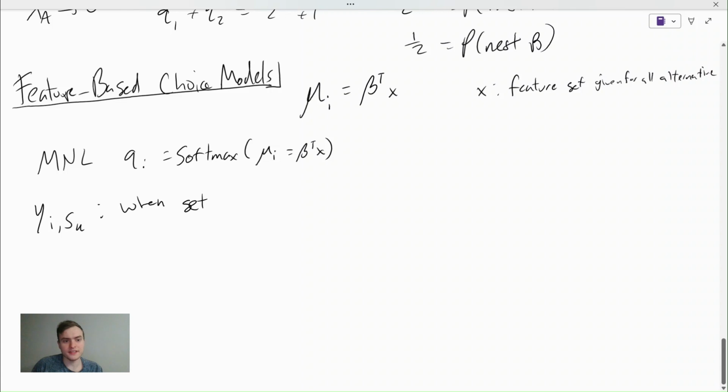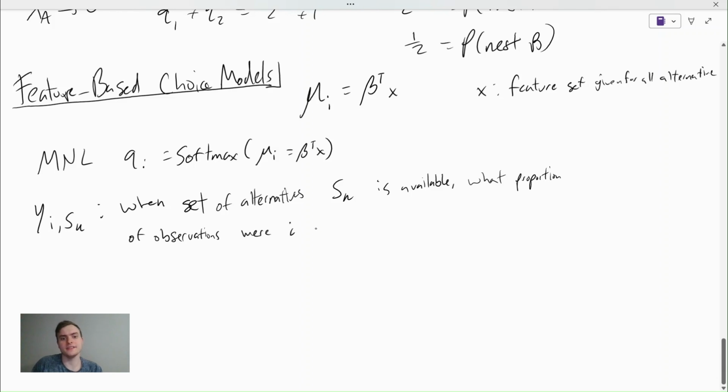When set sk, or let's say a set of alternatives sk, is available, what proportion of observations were i? So what percent of the time was i chosen when sk was present, right?